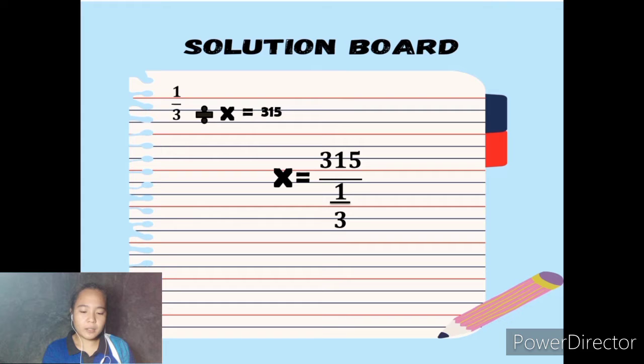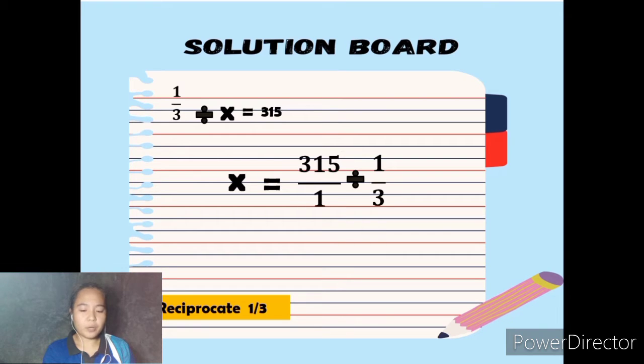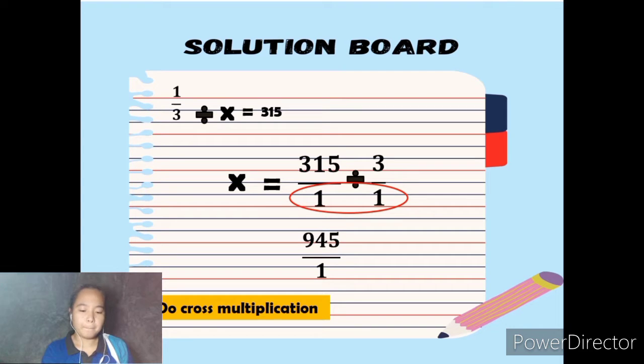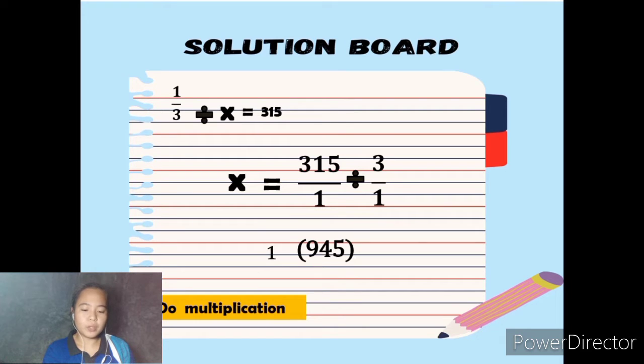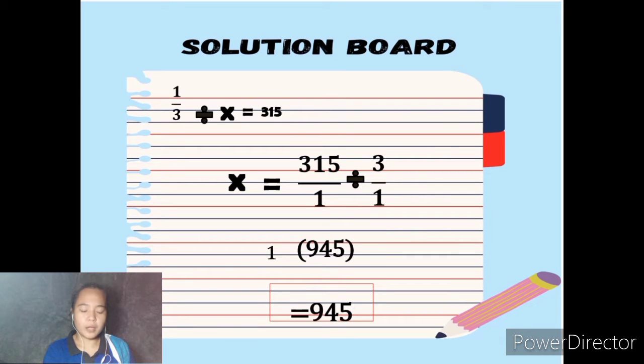So, bago natin i-cross multiply, kailangan muna nating i-reciprocate yung 1/3. So, yung 1/3 magiging 3/1. So, i-multiply natin yung 315 kay 3. So, 315 multiplied by 3 is equal to 945. Next is yung 1 times 1 is equal to 1. So, 945 over 1. So, gagawin natin para maging 945. 945 times 1 is equal to 945. So, yun yung solution kung paano nakuha yung 945.